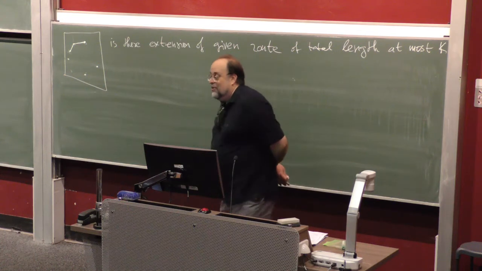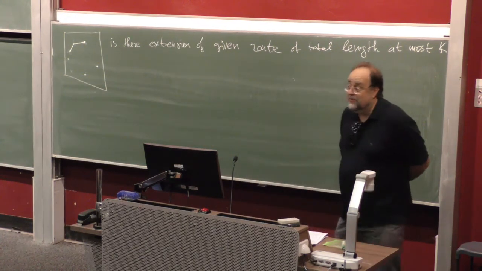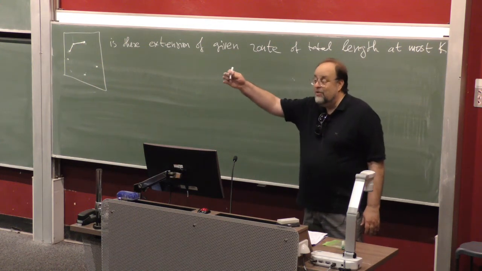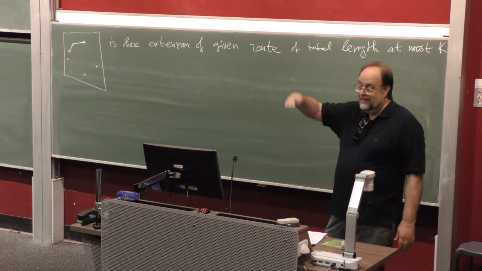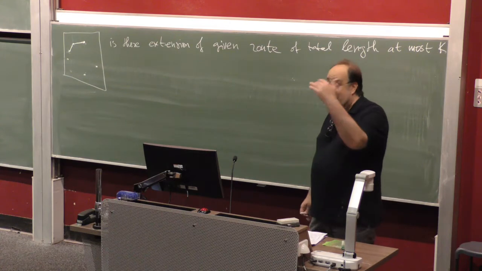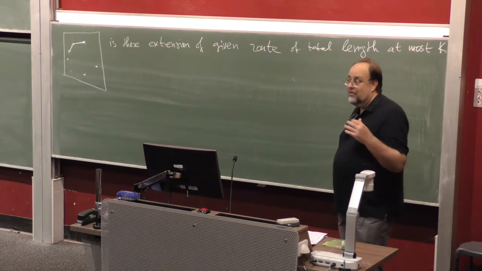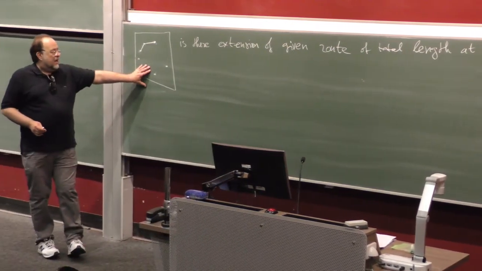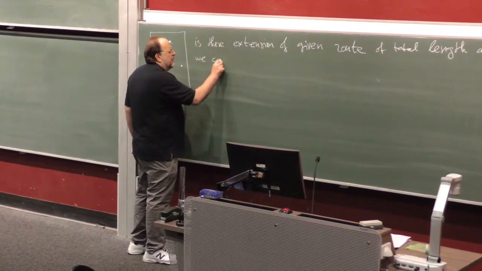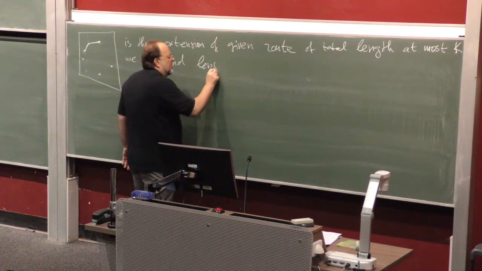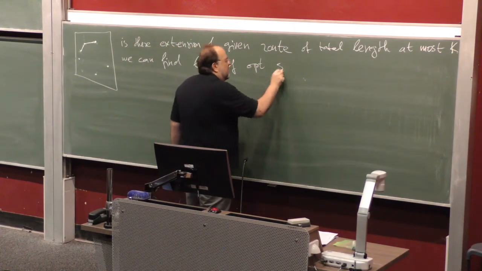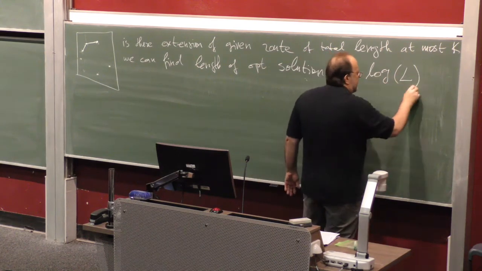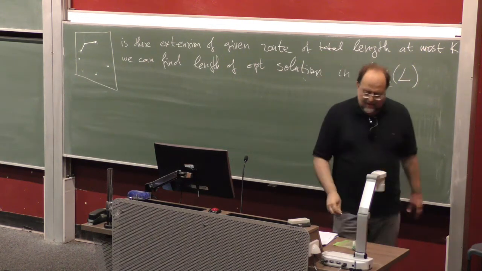Binary search, exactly. If you are really lazy, you ask, is there a route of length 1, then is there a route of length 2? Once you hit 2 to the k, then you start the binary search, always asking, is there a route of length at most that? And so, with log of the length of the optimal route many questions, you can nail down exactly. So if we had an oracle for the traveling salesman decision problem, we can find the length of the optimal solution in log 2 of the length many questions by binary search.